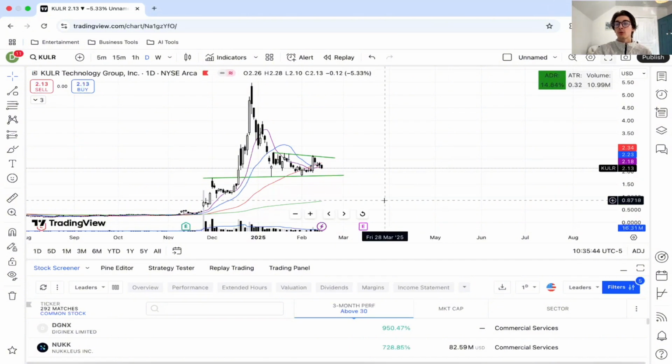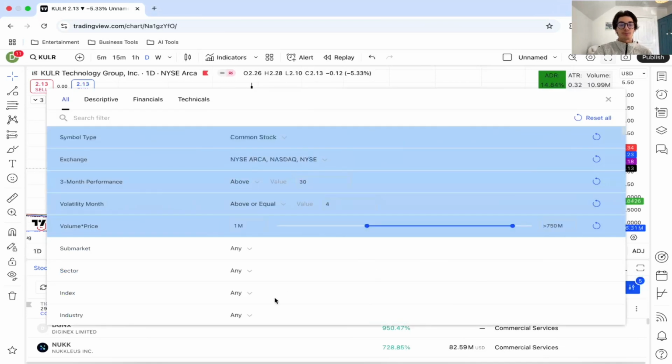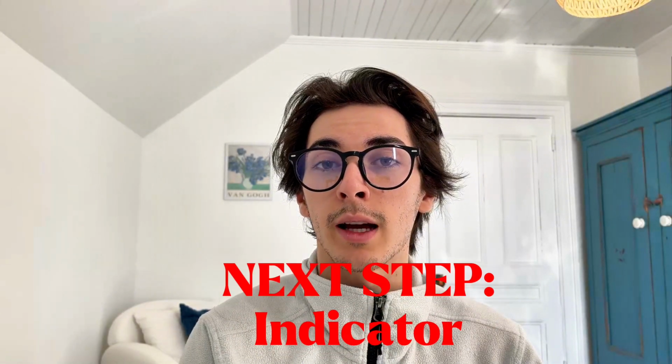Alright, so if we go to our scanner settings, we can see that there are only 5 filters. I'll leave you guys time to screenshot this. These are basically filtering out stocks that have made at least a 30% move in the past 3 months and have somewhat high volume, at least 1 million. Alright, so now that you guys know my scanner settings, I'll show you my exact indicator.